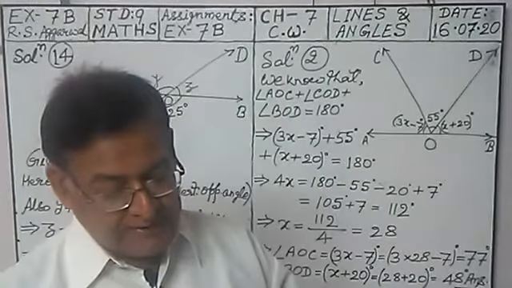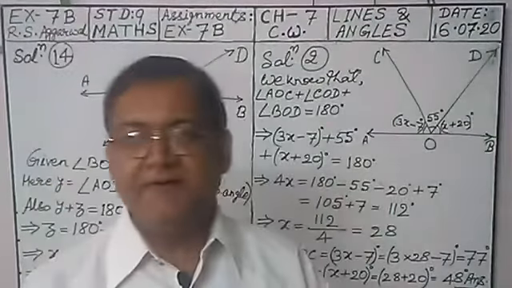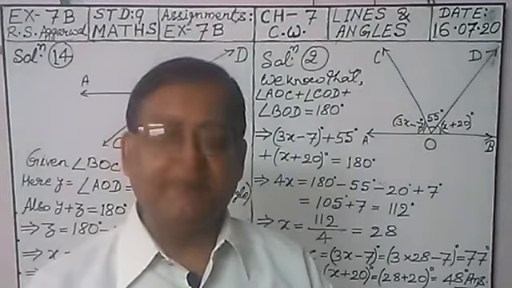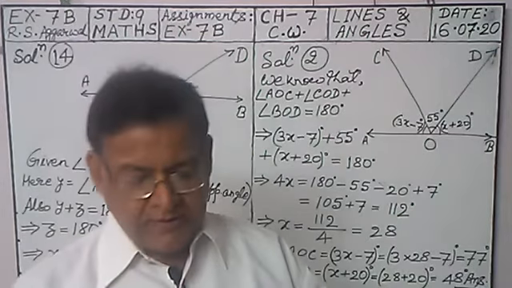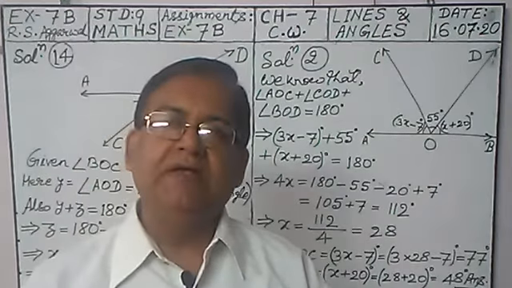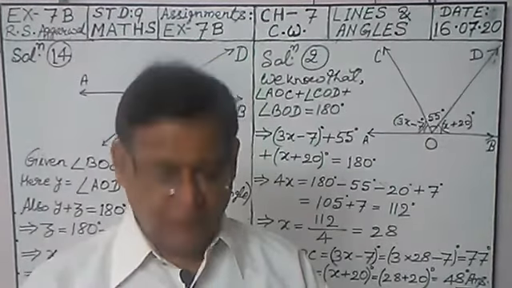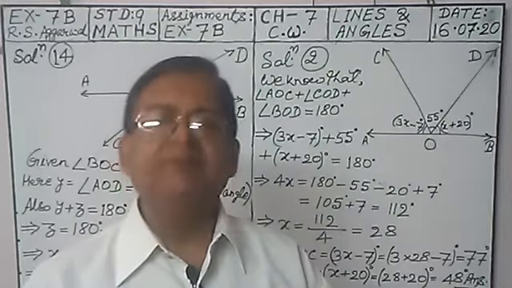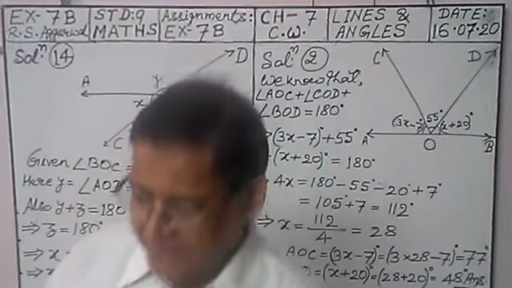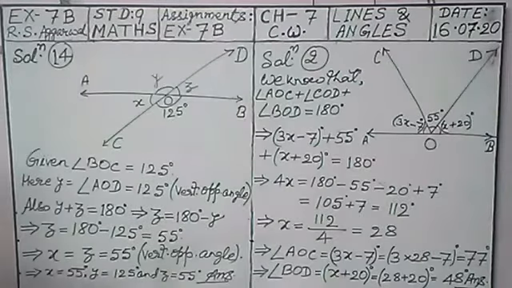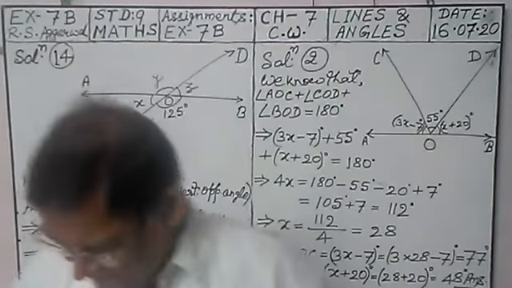Agarwal book. In the given figure, the two lines AB and CD intersect at a point O, such that the value of angle BOC is given as 125 degrees. Find the value of X, Y and Z. So these three angles X, Y and Z, what will be the value? Let us see the solution.